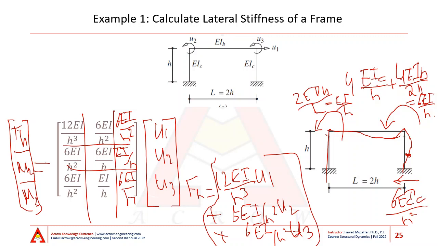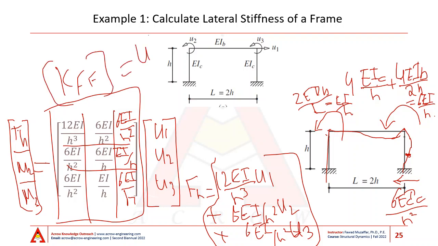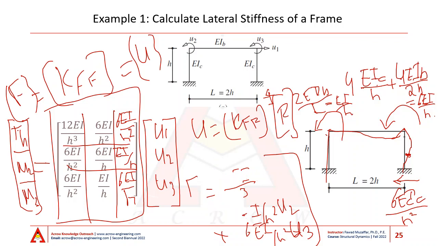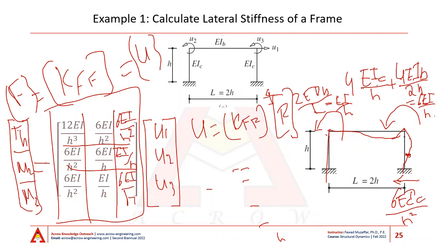So for this, I need to know U2 and U3. I know that my moments M2 and M3 are equal to 0 when I'm just trying to find my lateral stiffness of the frame. So the first thing that I have to do is to actually invert this and get U is equal to KFF inverse times F. And when I carry out my actual inversion, which for symbolic is too cumbersome, I'm not going to go all the way.